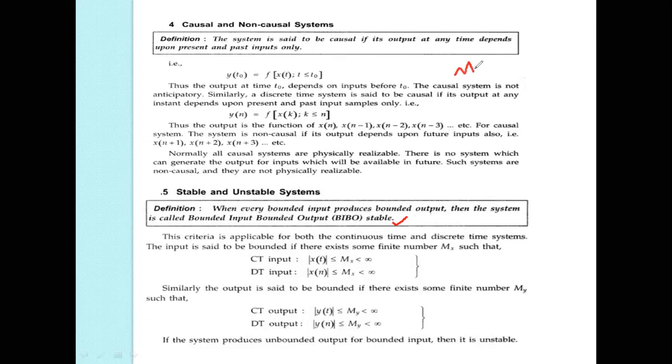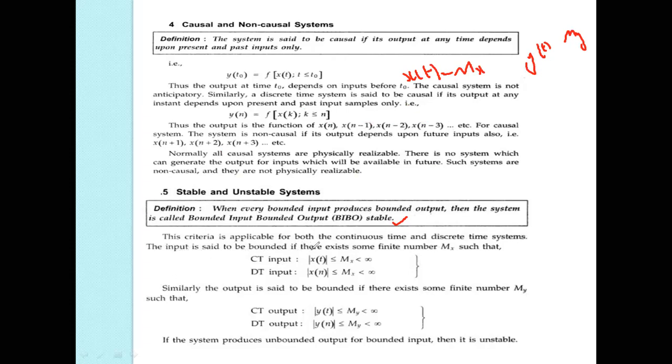So what is this criteria here? The input is bounded. Let us take this Mx, the input x of t. The output is also bounded, hence My. Then the system is a stable system. This criteria is applicable for both continuous and discrete time systems.